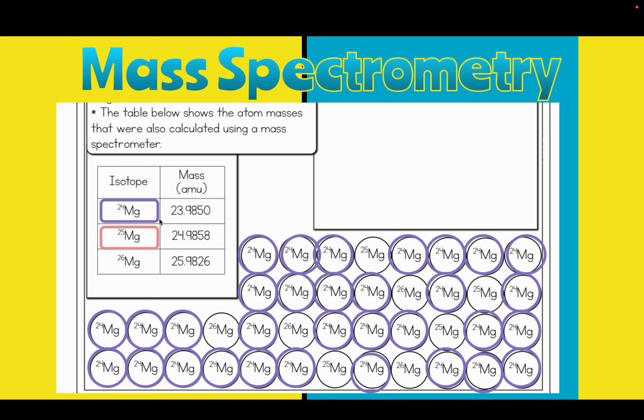Now let's do the same thing with our magnesium 25 isotope. All the isotopes that correspond to magnesium 25.